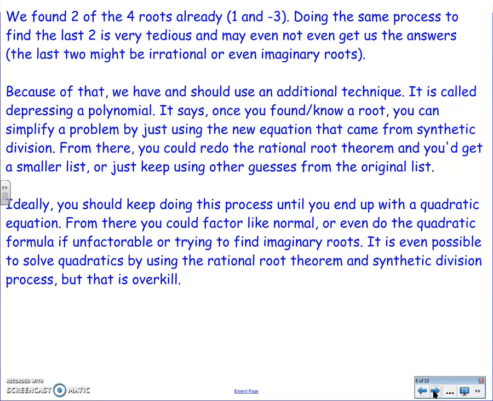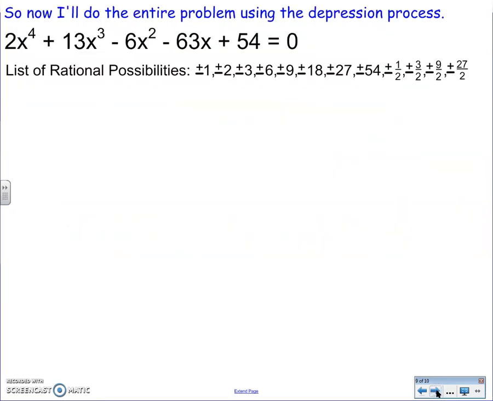And just so y'all know, it is possible to solve quadratics using this rational root theorem and synthetic division process, but that's overkill, and I would not do that. So I will now do the entire process using depression. So remember, the first part is to find the list, so we already did that. Then I'm going to try putting, let's do negative 3 first, because that was an answer, right? You can go in any order you want.